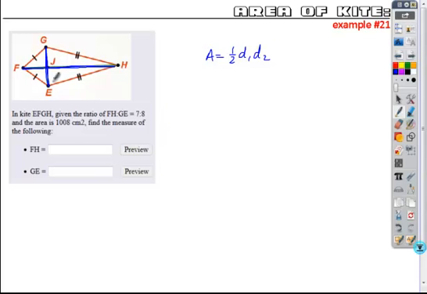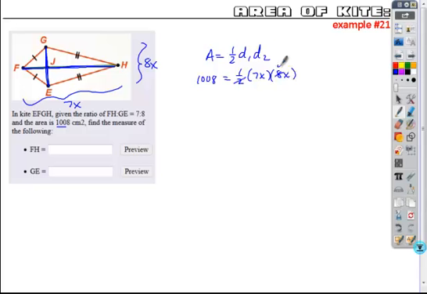So you know that FH is 7 times some multiplier. We don't know what it is, so I'm going to call it x. And then GE is going to be 8 times that same multiplier. So if we let those be our unknowns, what we can then do is substitute in the measurement that we know, 1008, is equal to 1/2 the product of, and we can just call it 7x times 8x.